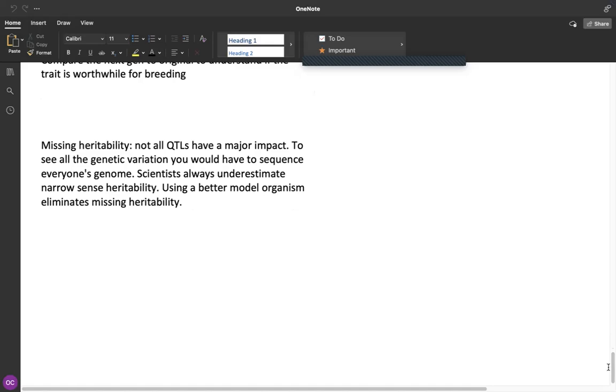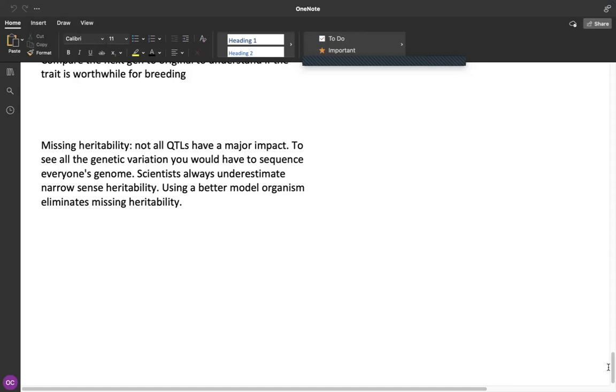Lastly, this is what the article talked about: missing heritability. Not all quantitative trait loci have a major impact on the phenotype. Because we have a lot of different QTLs that affect the same sort of trait, there can be a big spectrum of phenotypes, 2n+1. So to see all of the genetic variation for a certain trait, you'd have to essentially sequence everybody's genome to account for even the rarest phenotypes.